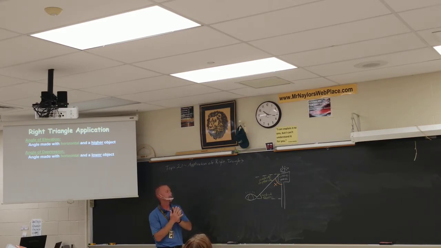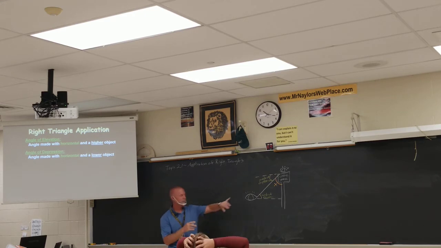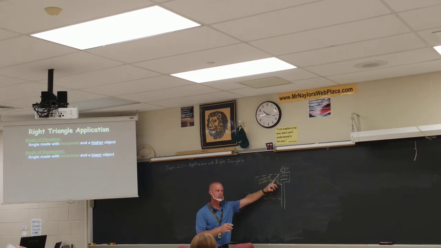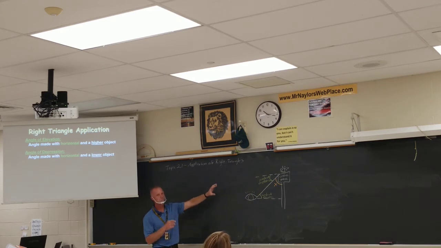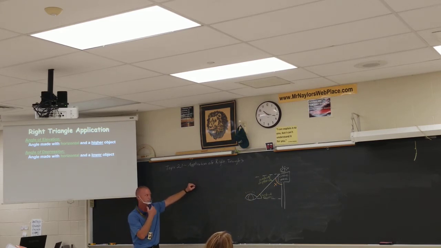And I hope you get the idea that it's with the horizontal, because again, that no right there, that's the part that gets kids. I hope that you don't do that, but that's not made with the horizontal. That was made with the vertical. Okay, so we have an angle of elevation and an angle of depression.